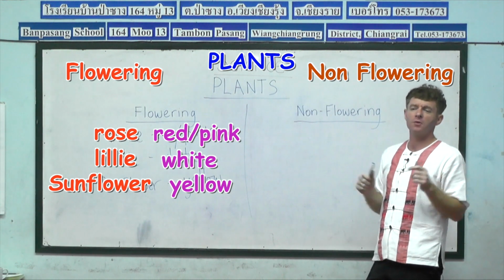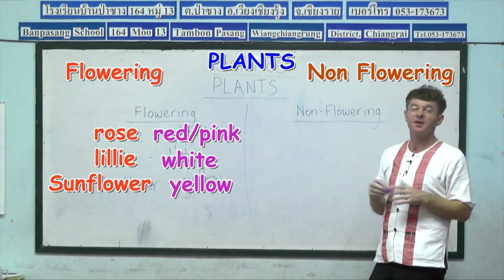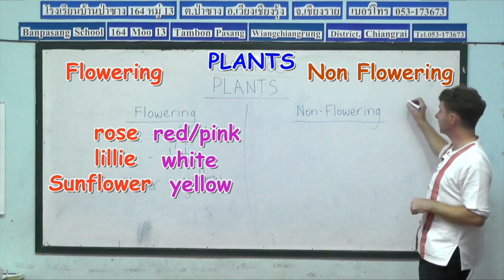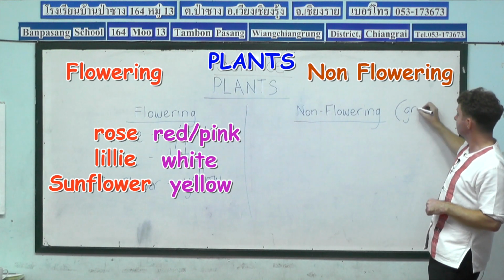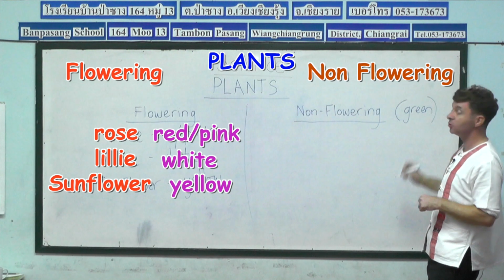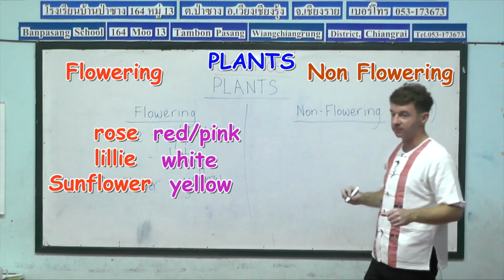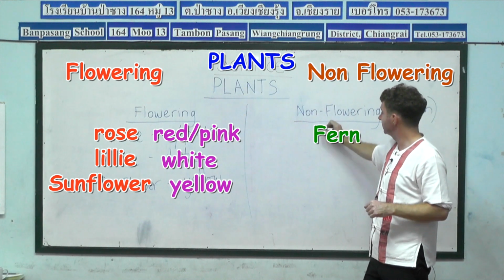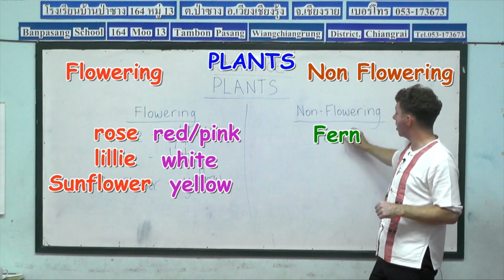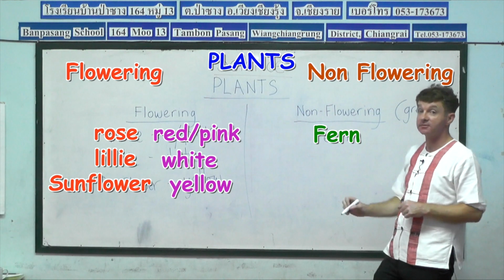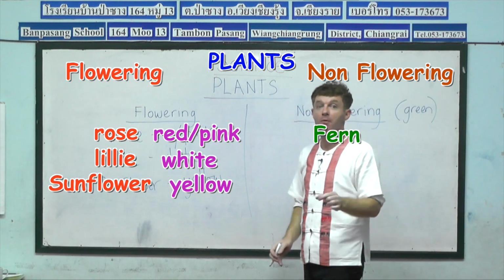Now, what colour were the non-flowering plants? Green, mainly green, because they've got no flowers. So the colour of a plant is usually green. Fern, excellent. F-E-R-N. A fern is a good example of non-flowering.